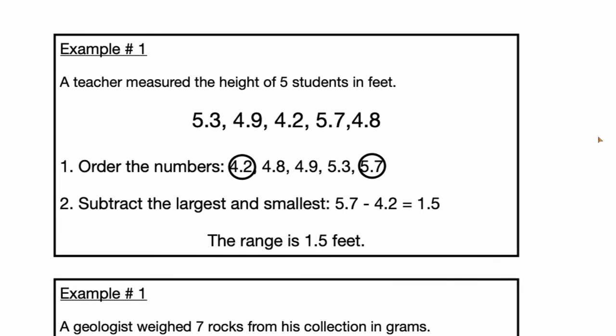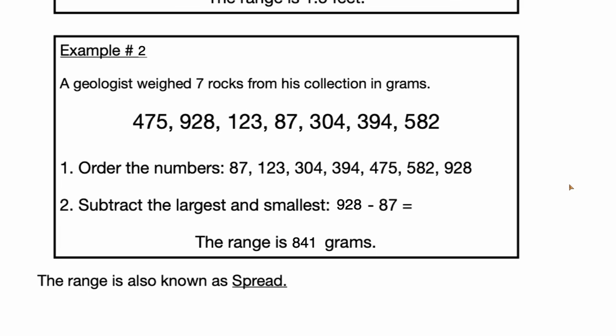Example 1. A teacher measured the height of 5 students in feet. We have our numbers right here. We put them in order. The smallest number is 4.2. The largest is 5.7. We go ahead and subtract that, and we see the range is 1.5 feet. All right, number 2. A geologist weighed 7 rocks from his collection in grams. First, we would order these numbers from smallest to largest, and then we would subtract 928 minus 87, and the answer is 841. The range of these numbers would be 841 grams.